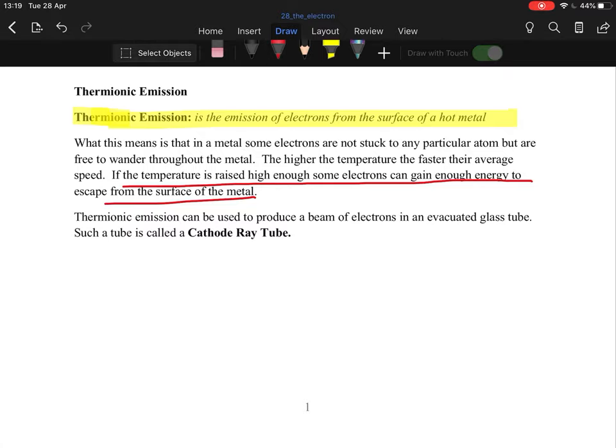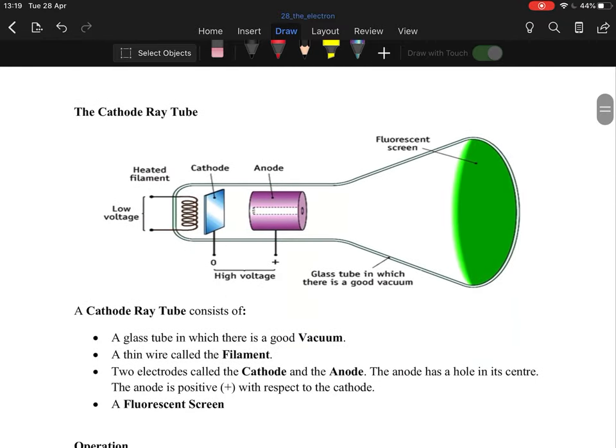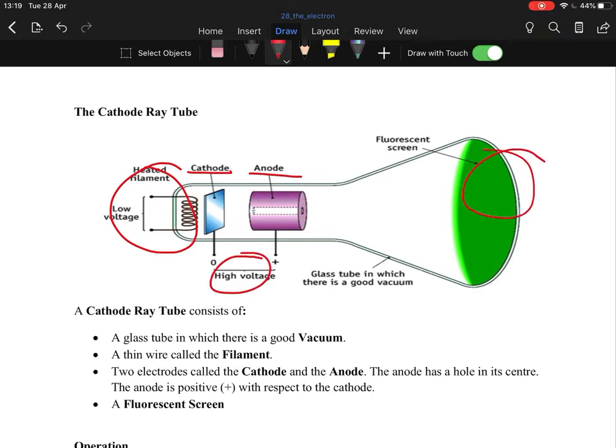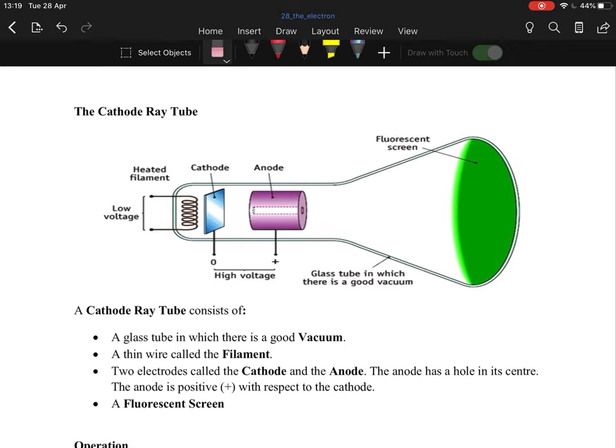That's basically what it says here. If the temperature is raised high enough, some electrons can gain enough energy to escape from the surface of the metal. Where we use this is in the cathode ray tube. Last time we got asked to draw it roughly. The key things are your heating filament, your cathode, your anode, the high voltage, and your screen over here.